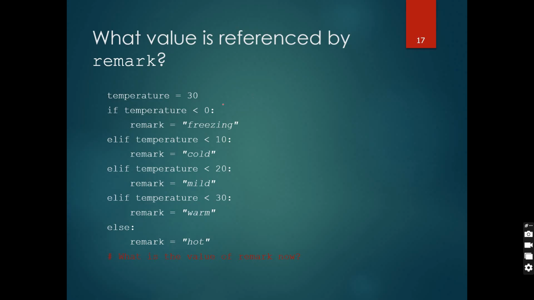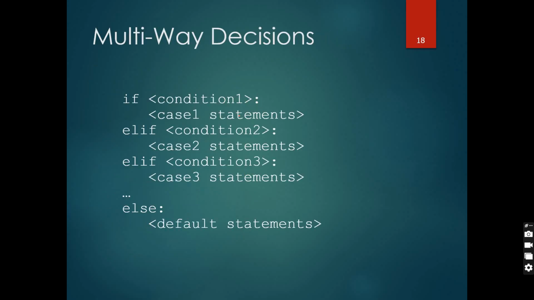The temperature is 30. Is it less than 0? The condition is false. Okay, 30 is less than 10? The condition is false. 30 is less than 20? The condition is false. Is 30 less than 30? No, the condition is false, because 30 is equal to 30. So all these conditions are becoming false, so the else part will be executed. Okay. If condition 1, case statement 1; condition 2, statement 2; condition 3, statement 3; else, default statement.